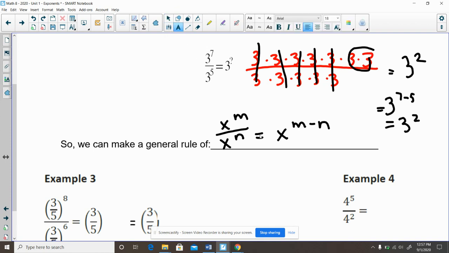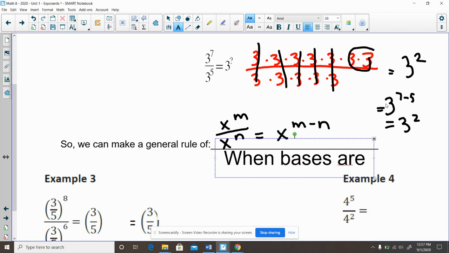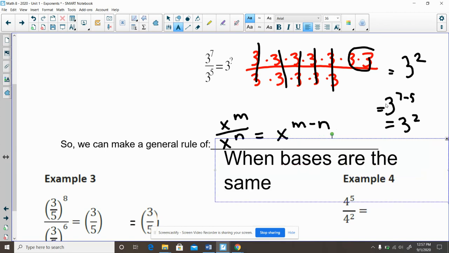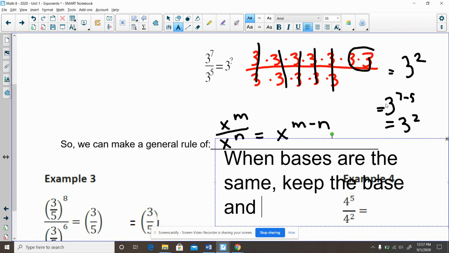Okay, so this is similar to our last rule. Okay, when bases are the same, keep your base and subtract the exponents.